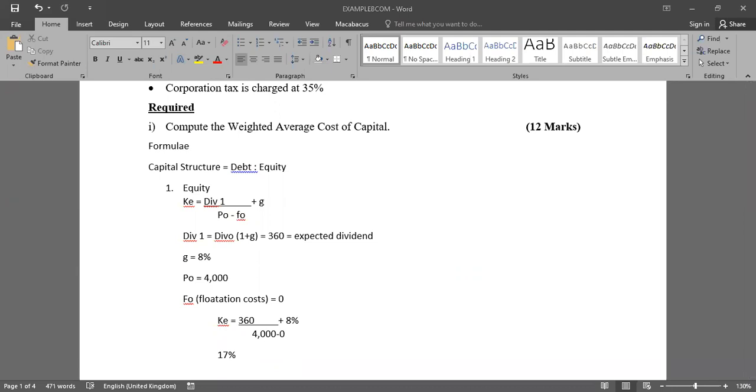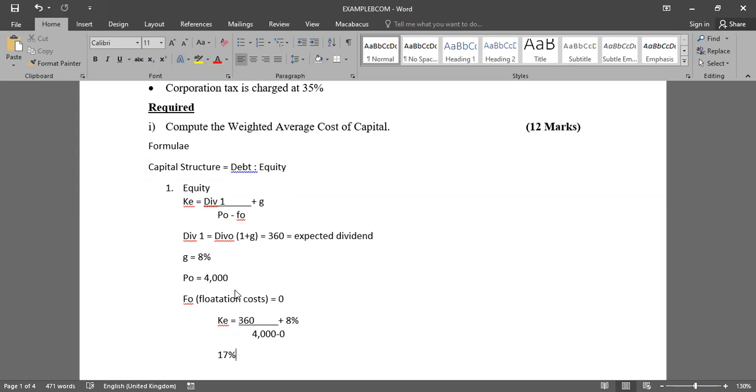The hardest part of weighted average cost of capital, or computation of cost of capital, is usually to determine the specific cost of capital of each item, of each line. Once you have that, then you are three quarters of the way there.